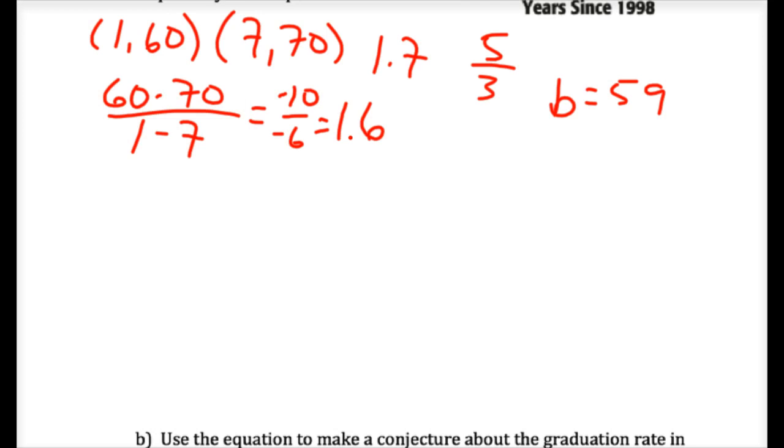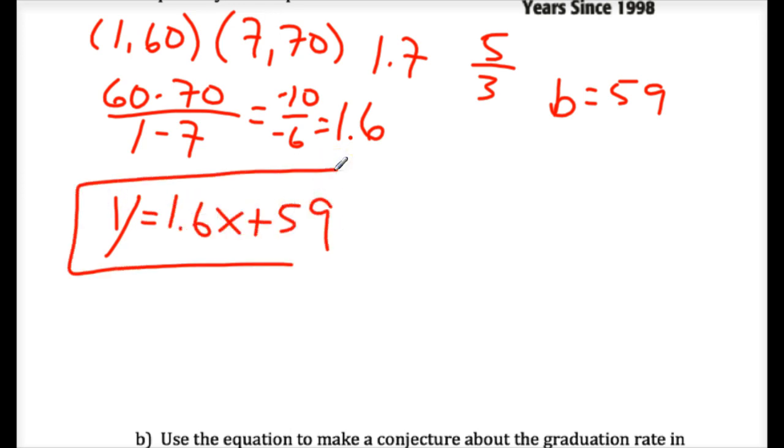All right, who's got the equation written? That should be done by now. Henley, what is it? Y equals 1.6x plus 51. Plus 59. 59. There we go. I did 0.59. All right.